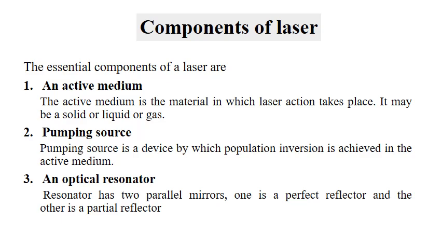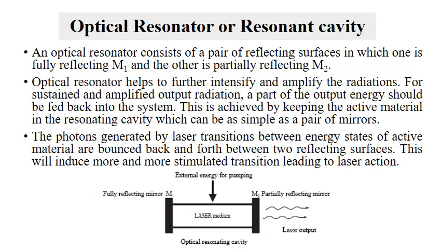The main components of a laser are first an active medium, a pumping source, and an optical resonator. An active medium is the material in which laser action takes place. It may be a solid or liquid or gas. Pumping source is a device by which population inversion is achieved in the active medium. An optical resonator has two parallel mirrors. One is a perfect reflector and the other is a partial reflector.